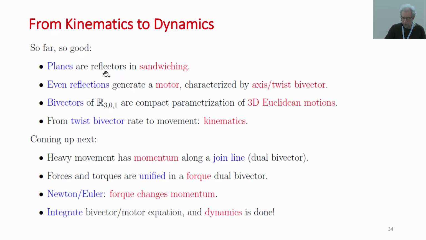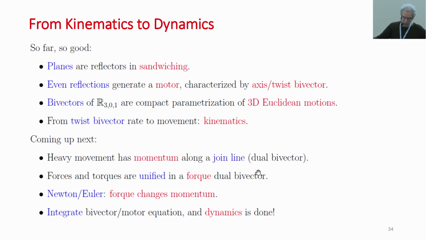We've done the following steps. We said planes are reflectors, sandwiching. Even reflectors generate a motor, and we're going to represent that by a bivector, which is like an axis. The bivectors of R301 are a compact parameterization of the 3D Euclidean motions, precisely the 6 parameters that we expect, because there are 3 angles involved and 3 translation parameters. They weren't in the motor: a dual quaternion motor has 8 potentially independent parameters, so for a neural network, that may not be so good. And to convert that twist bivector rate to actual movement, we use kinematics.